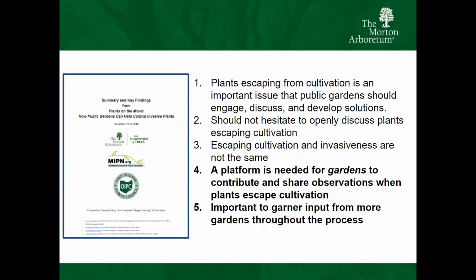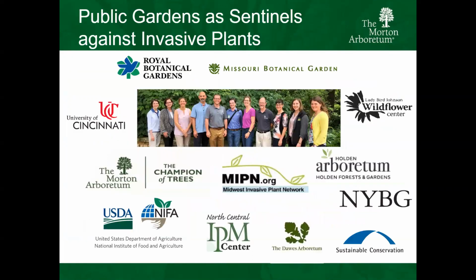I just want to point out that we're going to talk about number 4 and 5 for today. Number 4 is that one of the outcomes from that conversation back in 2016 was that a platform is actually needed for gardens to contribute and share observations when plants escape cultivation. So we're here. We're now going to show you this platform, and we are going to talk about that today. And then also that it's important to garner input from more gardens throughout the process.